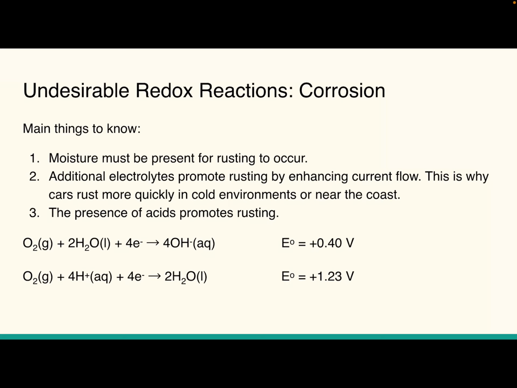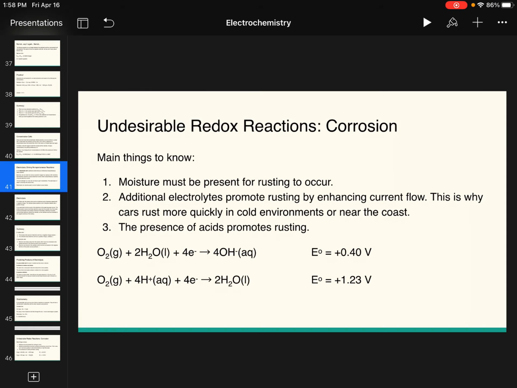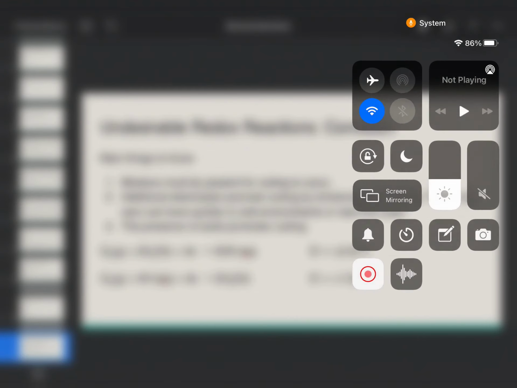Also, presence of acids promote rusting. That's pretty self-explanatory. Those are also ions. So I think that is all we got. So hopefully that helped.